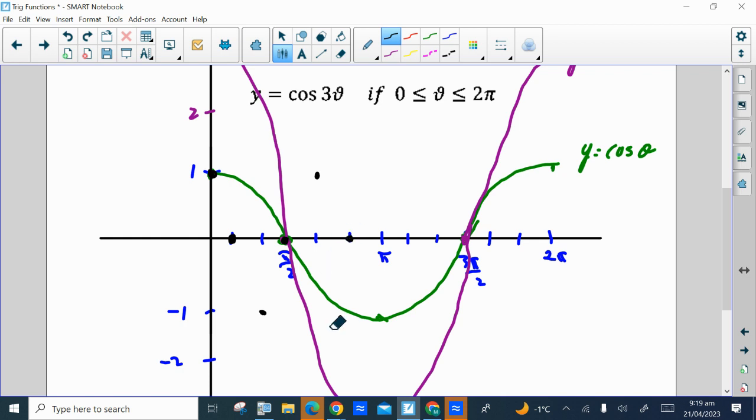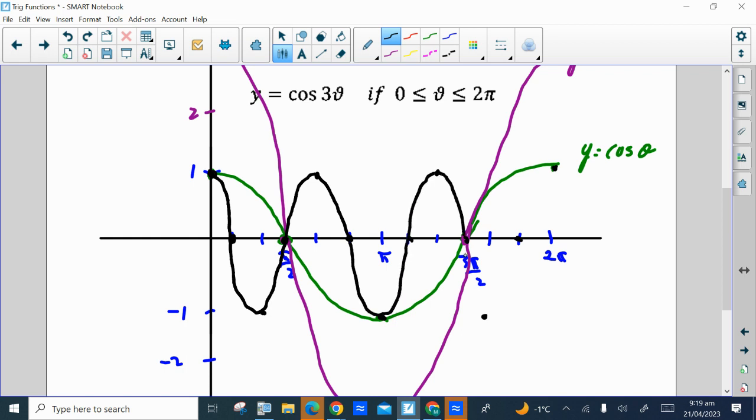Every critical point will be another pi on 6. And when we're done here, we should have 3 complete cycles in 2 pi, which we do. So there's our first cycle, our second cycle, and there's the end of our third cycle. And there's the graph of y equals cos 3 theta.